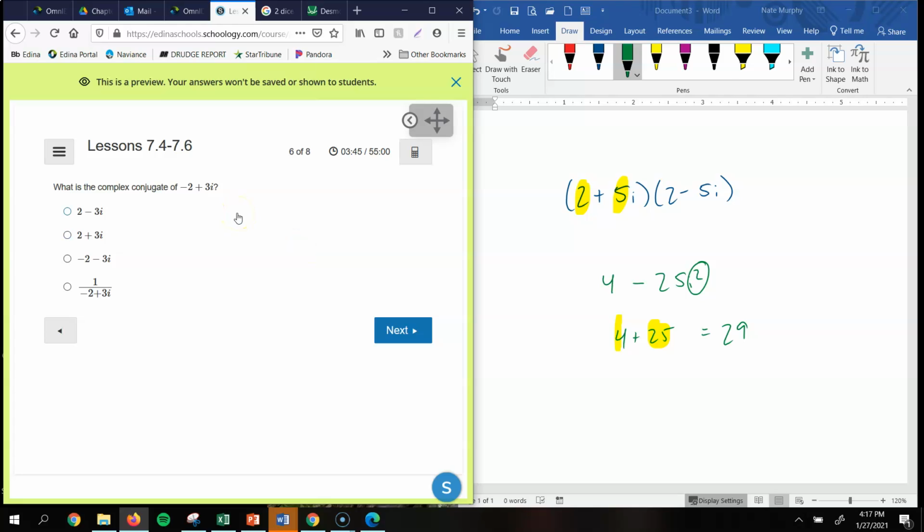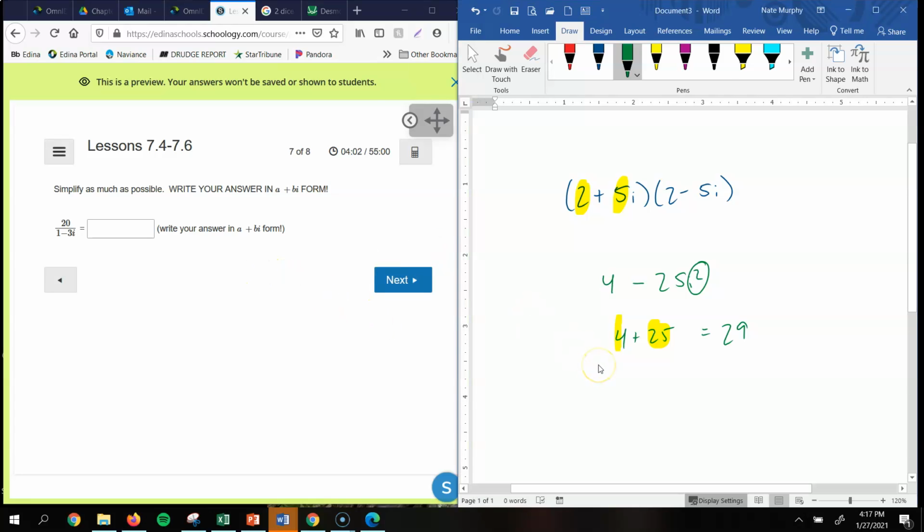And so what is the complex conjugate of negative 2 plus 3i? Remember, the value negative 2 stays the same. Don't take the opposite of negative 2. The only thing that changes is this plus is going to change to be a minus. So it'll be negative 2 minus 3i, which would be that option there.